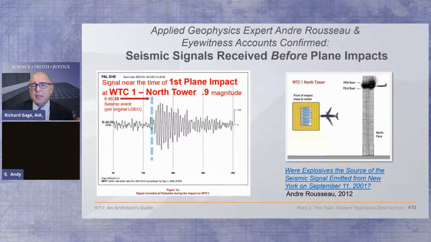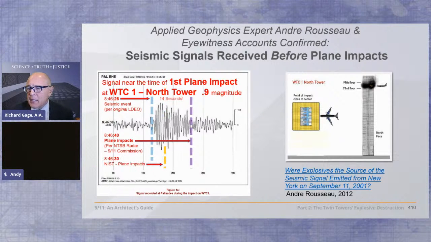We have the seismic event itself occurring at 8:46 and 26 seconds. But the plane impact, per the National Transportation Safety Board radar, which is accurate to within a second, didn't happen for 14 seconds. So how can the plane impact cause that seismic event? Well, NIST has an answer to this. They say, we looked at the videos and we don't think that the NTSB radar is accurate. We think we're accurate. So they gain 10 seconds there. And then they're still 4 seconds off.